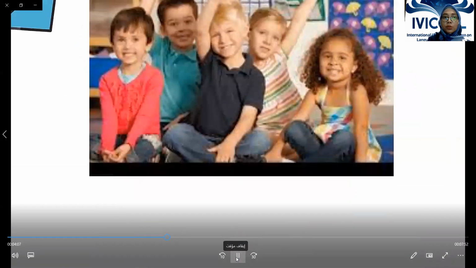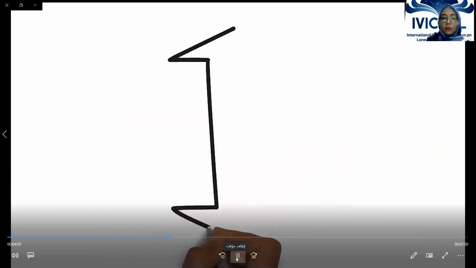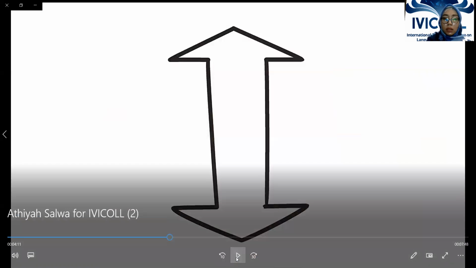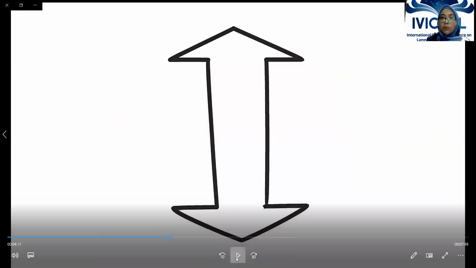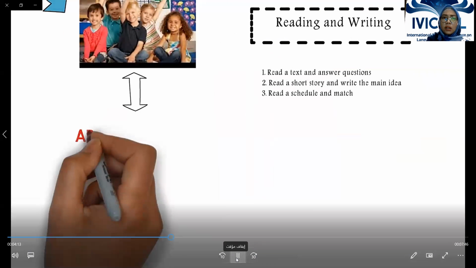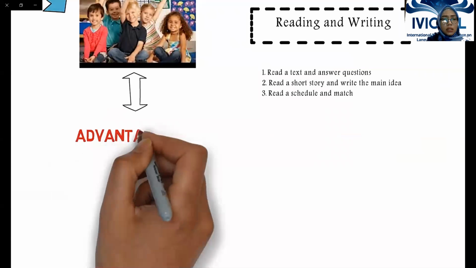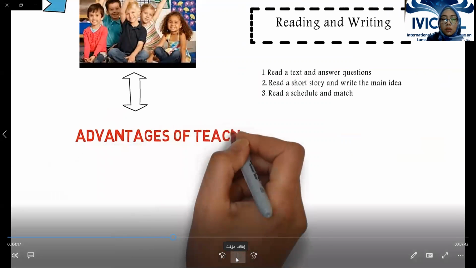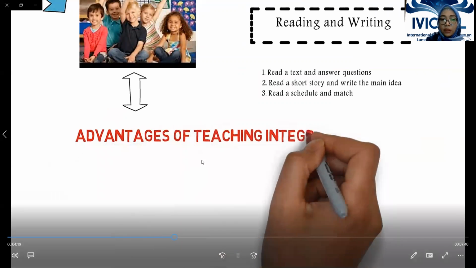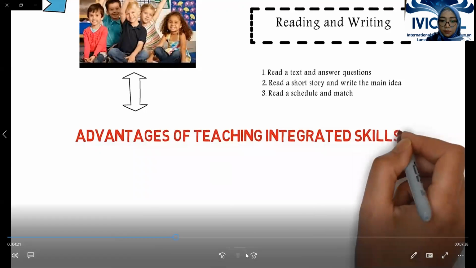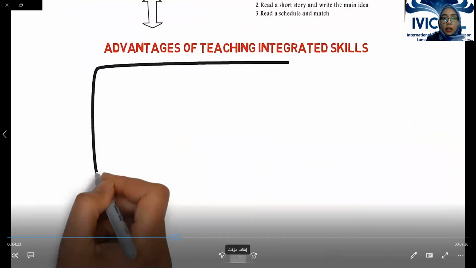Now we are going to the relationship. After describing all the combinations, we come to the question: what are the benefits of combining those skills in one activity? So here, I would like to give you some advantages of teaching integrated skills.